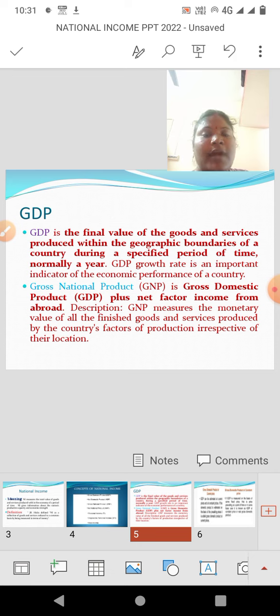GDP is the final value of the goods and services produced within the geographical boundaries of a country during a specified period of time, normally within a year. GDP growth rate is an important indicator of the economic performance of a country. Another one is gross national product.